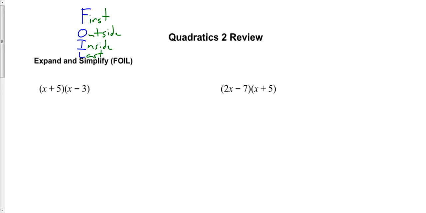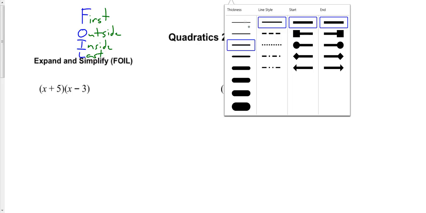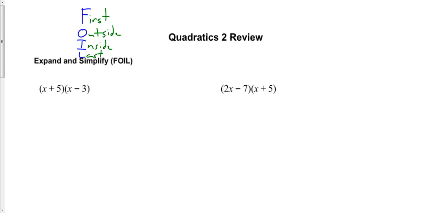So when we go through and we're multiplying, what we want to make sure that we're doing is that we're using this FOIL pattern. So in this case, I'm going to multiply the x times the x. So this is going to equal x squared. Then I'm going to multiply x times negative 3. So x times negative 3 gives me negative 3x.